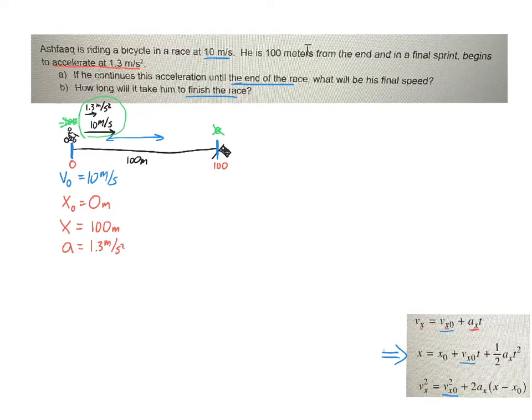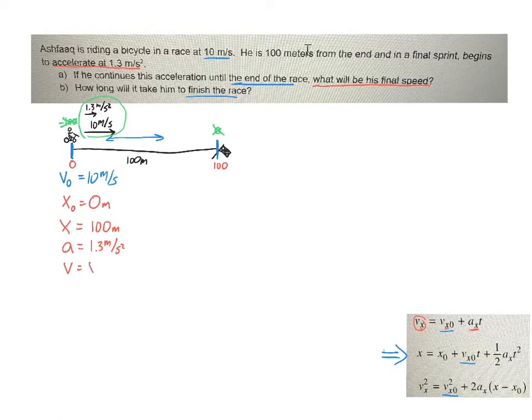Now, in the question, the other thing is, if he continues his acceleration until the end of the race, what will be his final speed? Final speed, remember in these equations, is Vx. Again, I don't need the subscript of x, it's just a label saying everything's in the same dimension. So I'm just going to put down V, which is the same thing here as Vx.